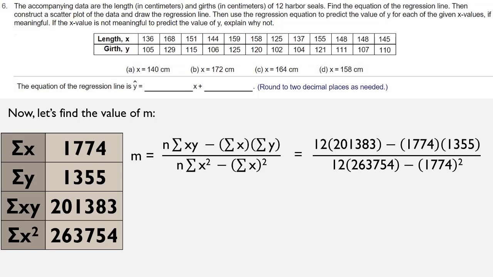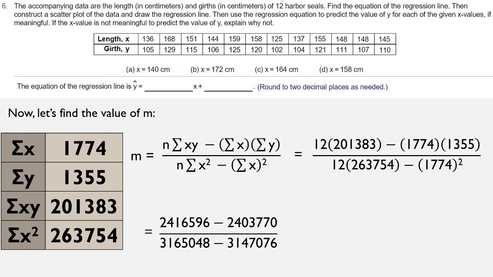12 times 201,383 is 2,416,596, minus, when we multiply the 1774 and the 1355, we get 2,403,770. So that's our numerator. In the denominator, we have 12 times 263,754, which is 3,165,048, minus 1774 squared, which is 3,147,076, and those two numbers are in our denominator.